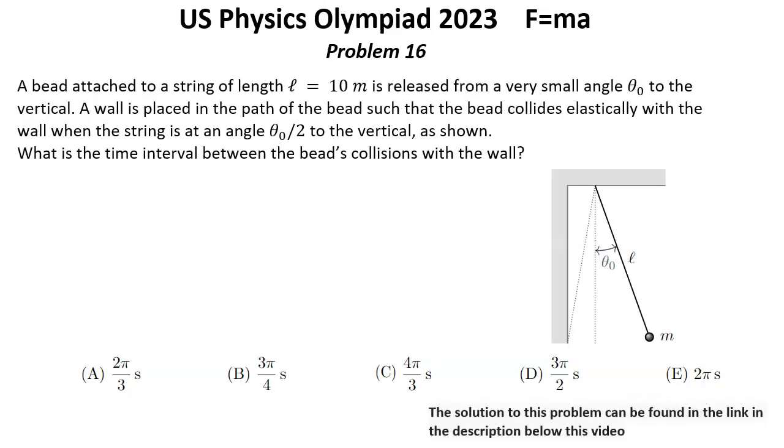Problem number 16. A bead attached to a string of length L equal 10 meters is released from a very small angle θ0 to the vertical. A wall is placed in the path of the bead such that the bead collides elastically with the wall when the string is at an angle θ0/2 to the vertical as shown. What is the interval between the bead's collisions with the wall?